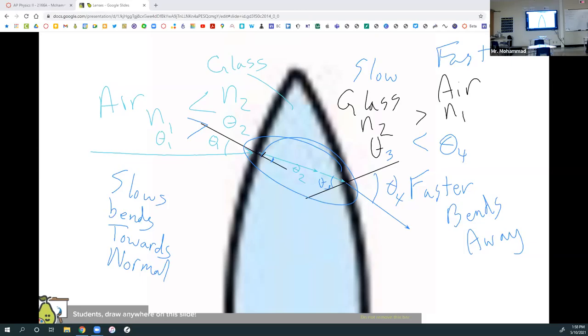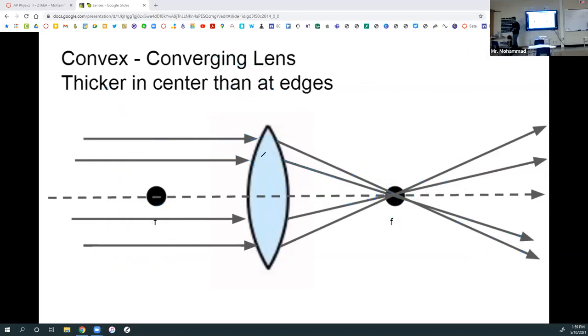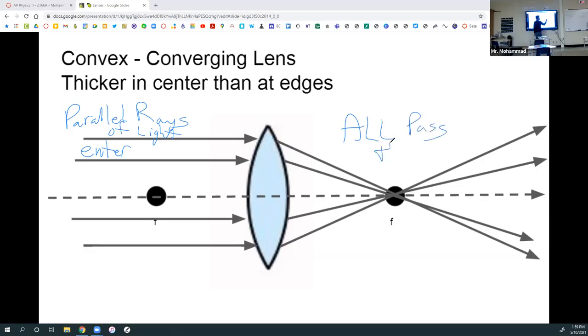So for a converging lens, if you played around with any of those lens shapes on Friday, if you were in person, played around with those different shapes in that light box, what you would see is that for a convex or converging lens, parallel rays of light that enter the lens, on the other side, they all pass through the focal point.